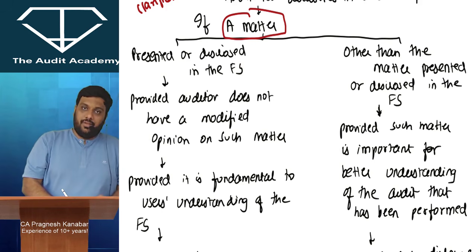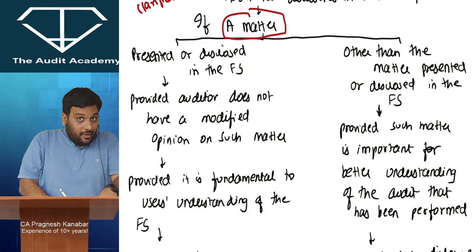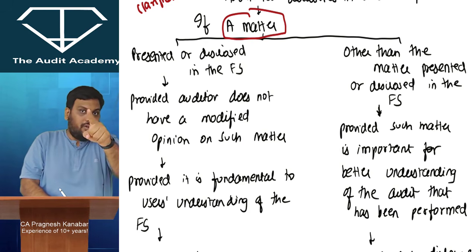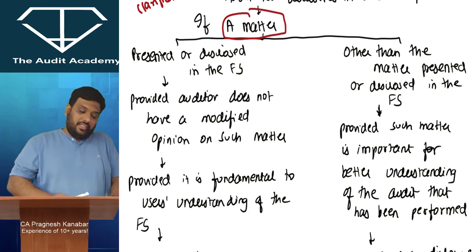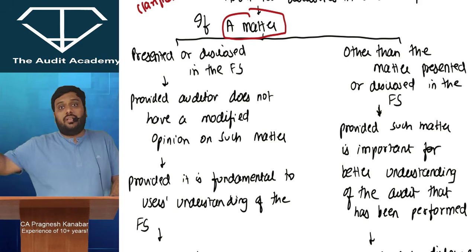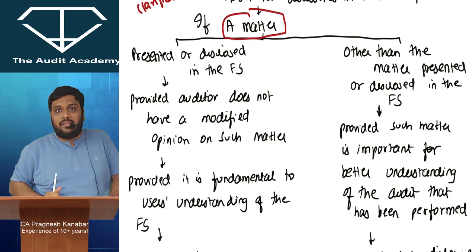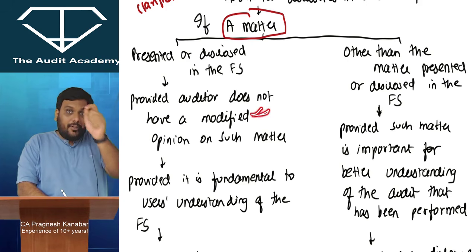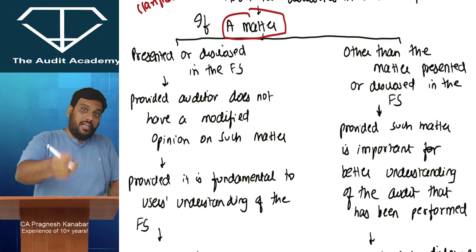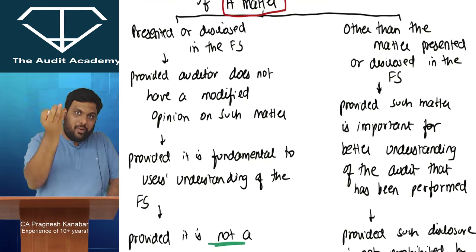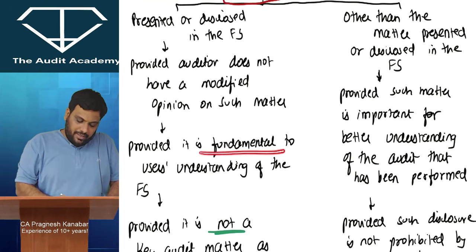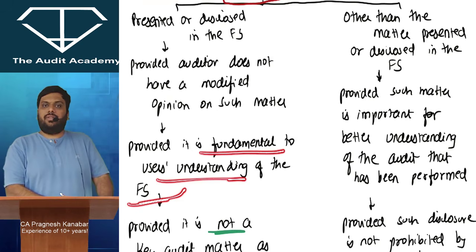Second, on that particular matter, you should not have a modified opinion. I repeat, on that particular matter, you should not have a modified opinion. So in my example of changes in accounting policies, let us say if the ACPD is wrong, then there will be a qualified or adverse opinion here. So on that particular matter, you should not have a modified opinion. Only then it will get into emphasis of matter. And you should feel that that matter is a little important matter. It is fundamental to the user's understanding of the financial statements.